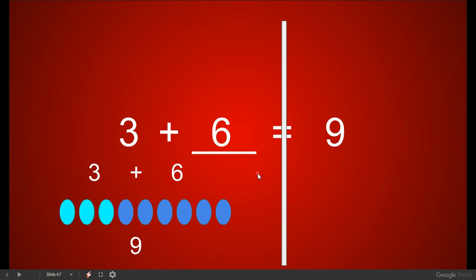And that is how to solve for the missing number. Once again, make sure that you split the problem apart at the alligator and then visually represent what you have going on in the problem.